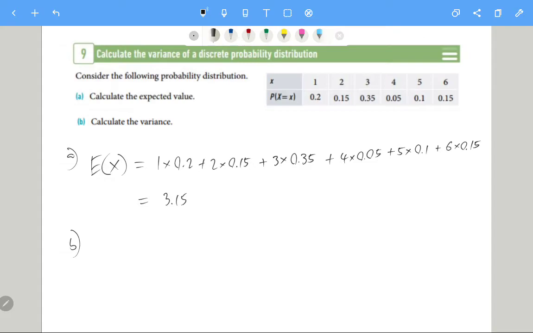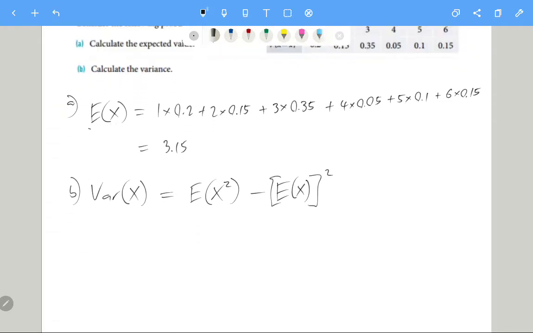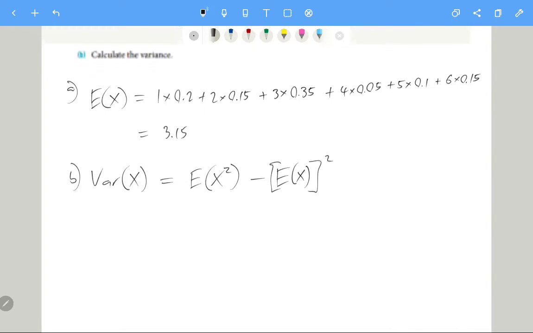Alrighty, so now that we've got that, now we can calculate the variance. Like I said before, there's a few ways we can calculate this. I'm going to be using this formula, so Var of x is equal to E of x squared minus E of x, squared. We already know what E of x is, we've just worked that out up here. What we need to work out is E of x squared.